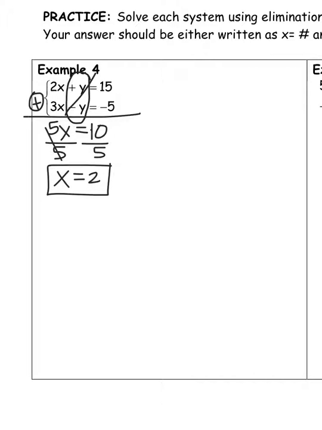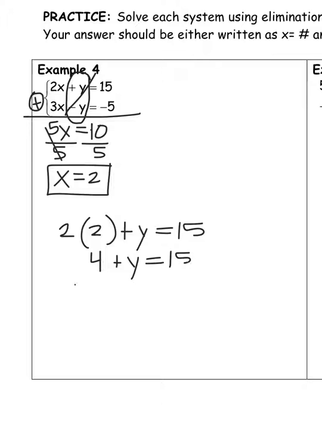Now I pick either equation, I plug my x in. I'm going to pick the top equation. 2 times my x is 2, plus y equals 15. So I get 4 plus y equals 15. Subtract 4, and I get y equals 11.